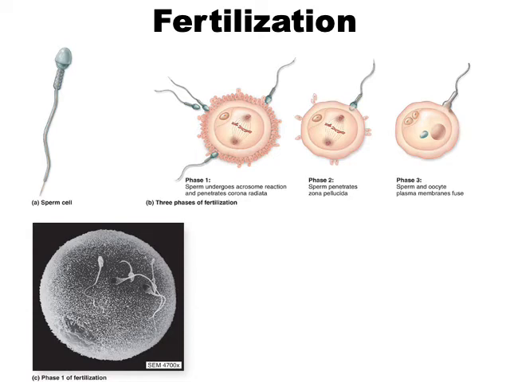Fertilization. Fertilization basically consists of three phases. The sperm undergo an acrosome reaction in phase 1 and penetrate the corona radiata, which is the region surrounding the ovum. In phase 2, the sperm penetrates the zona pellucida, while in phase 3, the sperm and oocyte plasma membrane fuse. And you can see from the scanning electron microscope image how the sperm are surrounding the ovum and trying to penetrate.